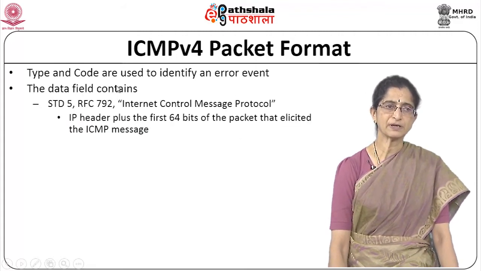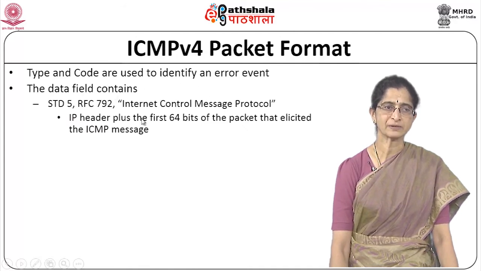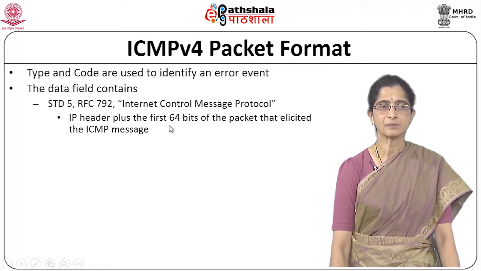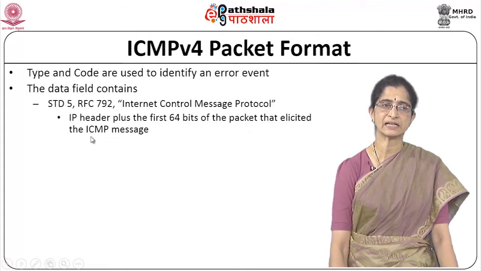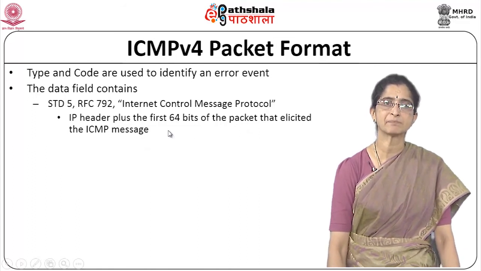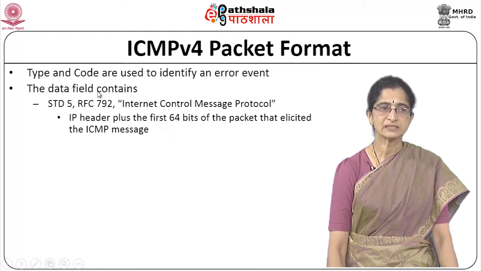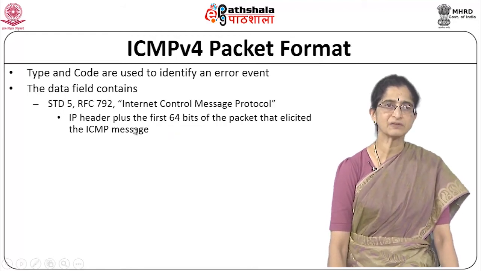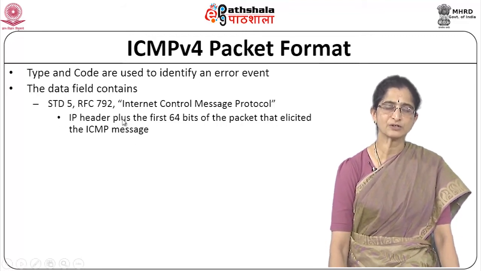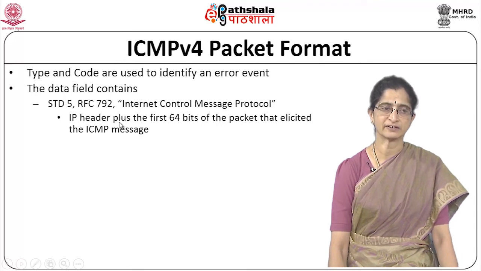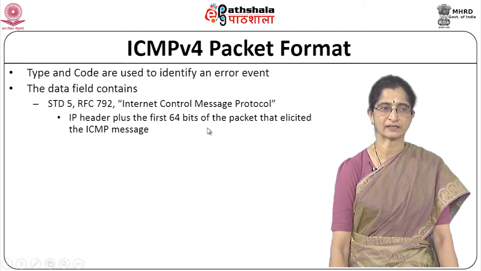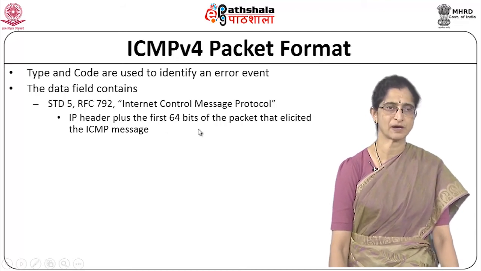The type and code, as I said, are used to identify the error event, and the data field contains the IP header plus the first 64 bits of the packet that elicited the ICMP message. That is, if a packet is in error and an ICMP packet is being sent for that purpose, then this data field will contain some information about that packet. We would definitely need to know what that IP header actually contains, so the IP header is sent as such, plus the first 64 bits of that packet. This is what is extracted and sent as part of the ICMP message.